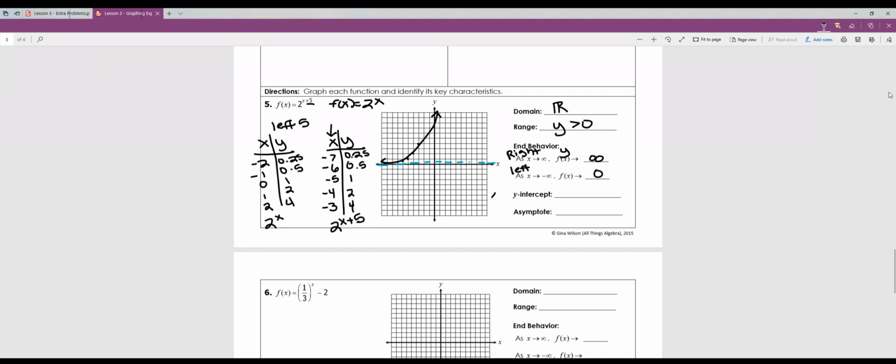So let's talk about our y-intercept. Remember, y-intercept is when x is equal to 0. Now to identify exactly where that is, I can plug in 0 for x into my function. So 2 to the 0 plus 5 power is 2 to the 5th power, which is 32. So my y-intercept is 0, 32. And again, we know our asymptote is at y equals 0.